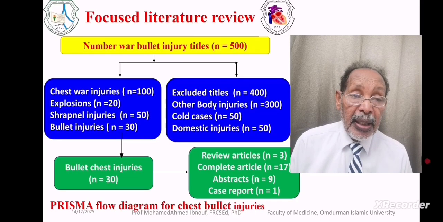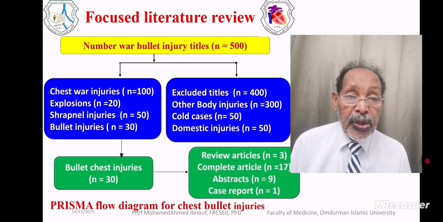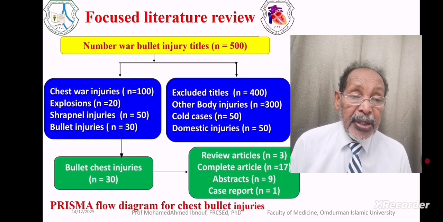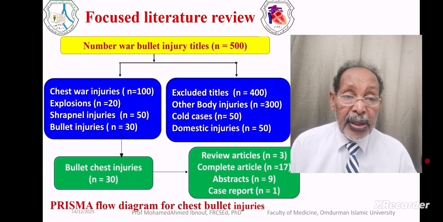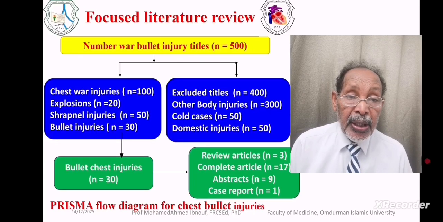Then we are going to search, and let us assume that we searched the PubMed, and let us suppose that we found 500 titles. We have to screen these titles, and we have to eliminate the titles which speak about cold cases, injuries of studies in cold case injuries, and studies in other injuries other than bullets. And let us suppose that we excluded 400 titles.